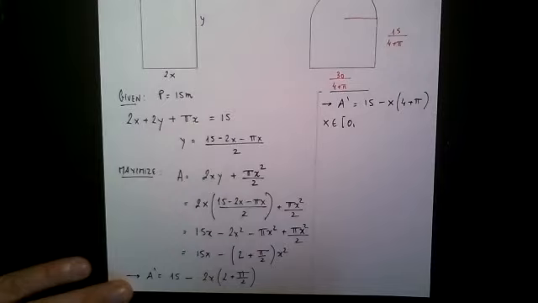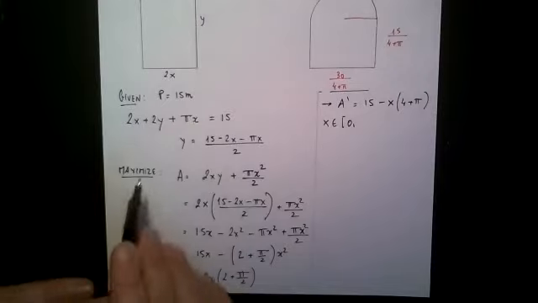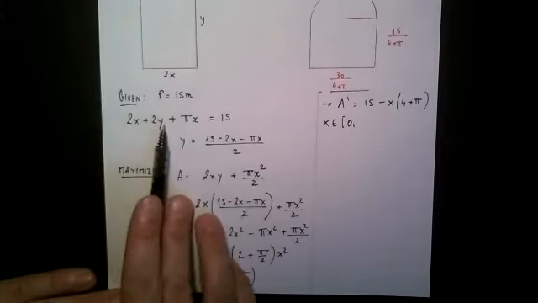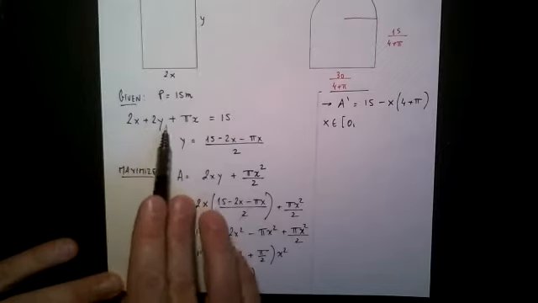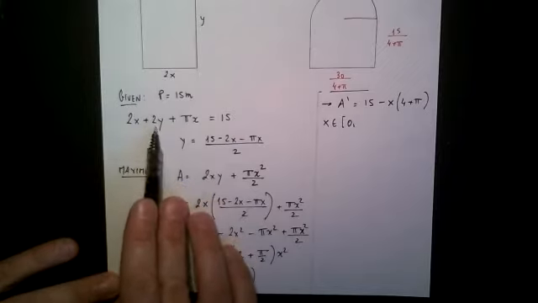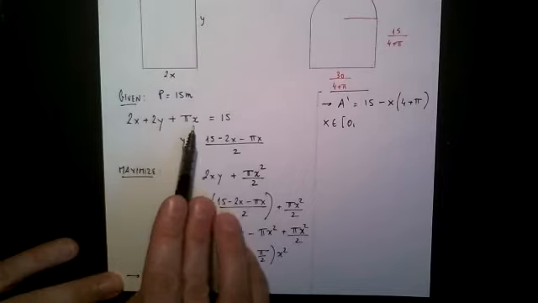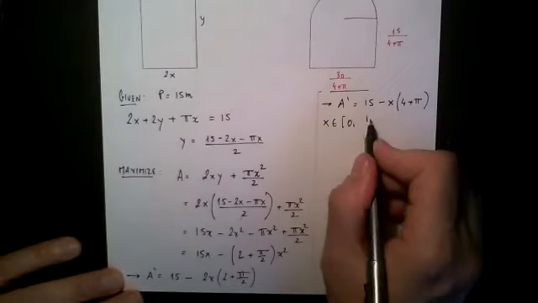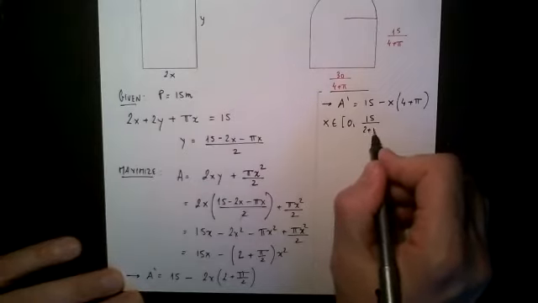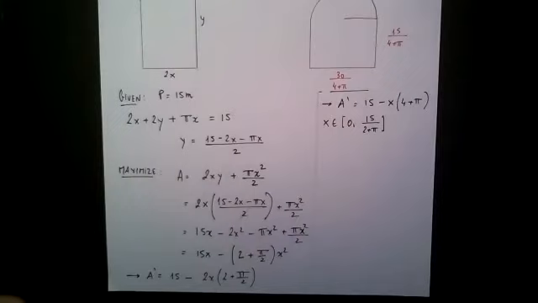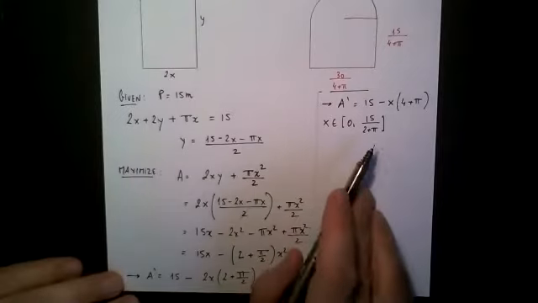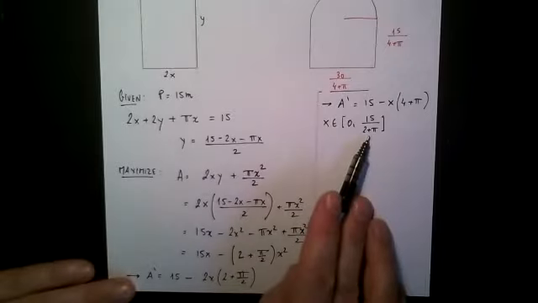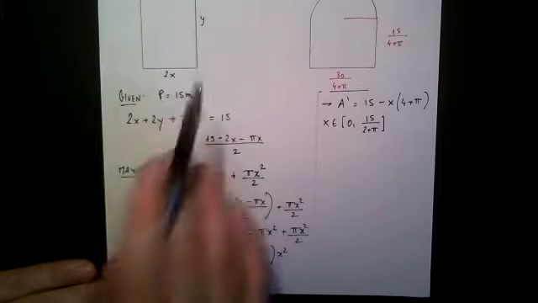Infinity. Is it infinity? I have a perimeter of 15, it can't be infinity. Okay, so if y is 0, then what's x? X will be 15 over 2 plus pi. This is the maximum possible value that x could take. If you have x anything bigger than this, you will have a perimeter that's bigger than 15.